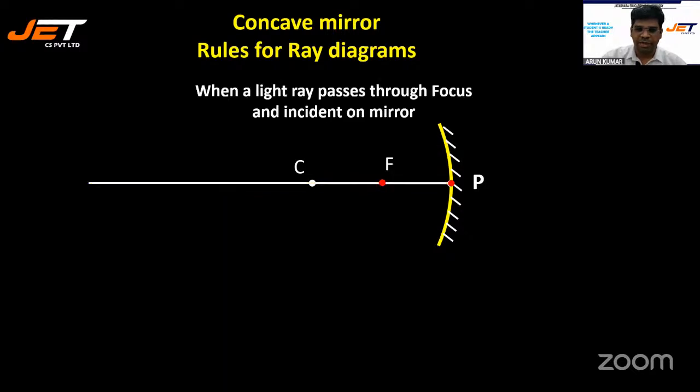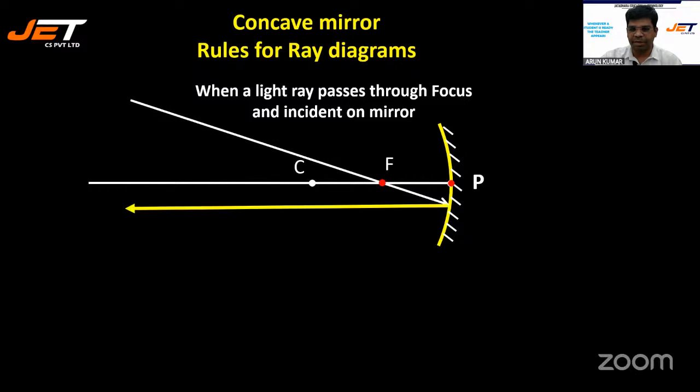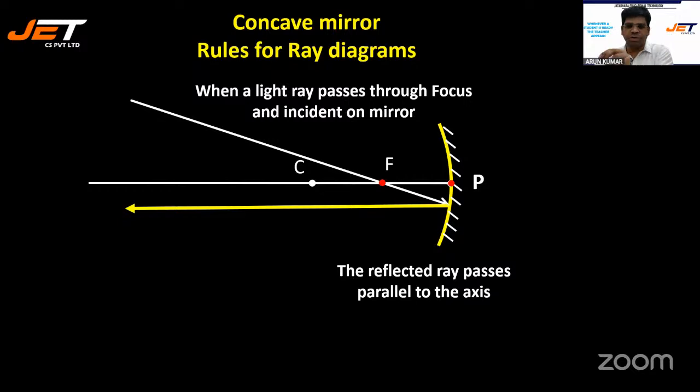Next, when a light ray passes through the focus and is incident on the mirror, it gets reflected and passes parallel to the principal axis.